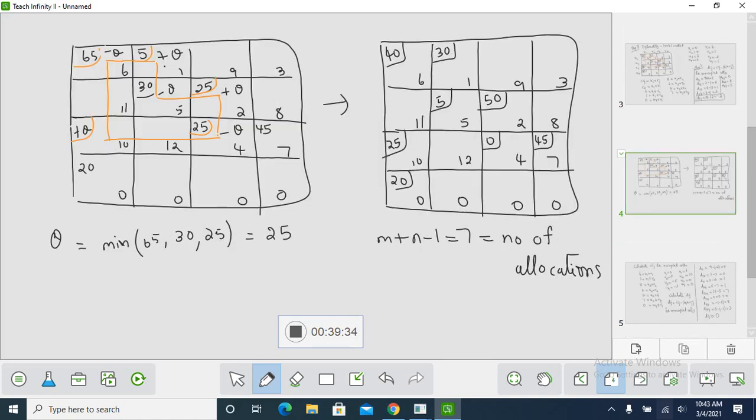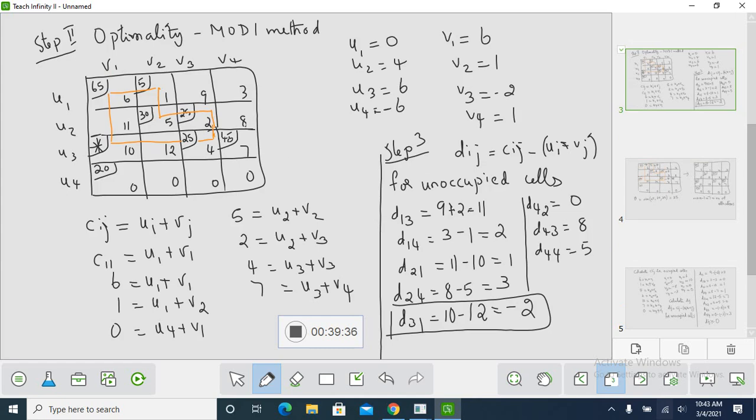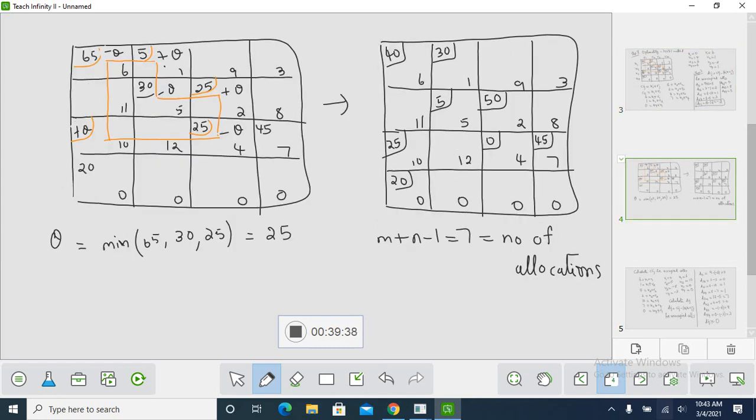So we formed a loop with the position where it was negative, added a plus theta at that cell allocation. So in alternate points of the cell loop formed with the plus theta, it will go positive, negative alternately. Choose the minimum value of all the negative values available in the loop. So it is minimum of 65, 30 and 25, which is 25. So correspondingly, add 25 if it's a plus theta, subtract 25 from the allocation if it's a minus theta. We get the new table formed here.